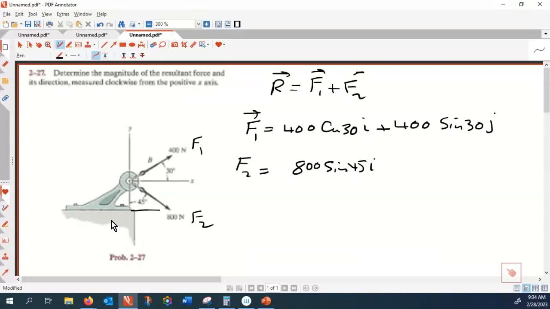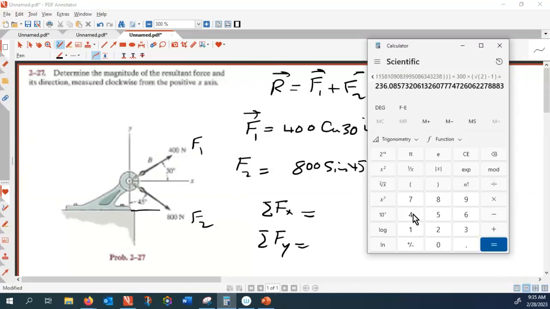But when it comes to the j component, we see that this is pointing down. That becomes minus 800, and that is cos 45 j. All right. So yes, then I only have to find out the net x and y component.